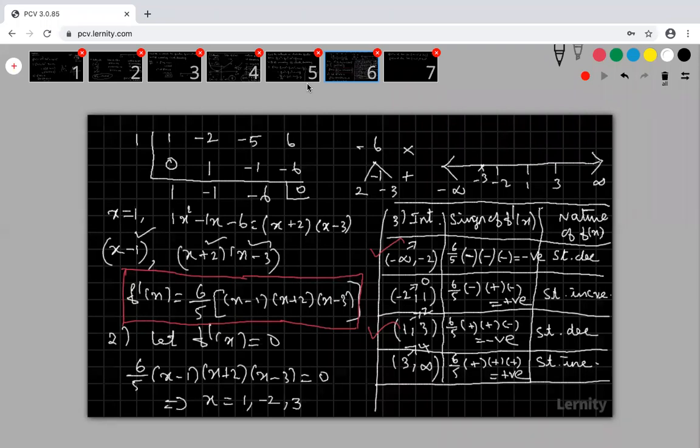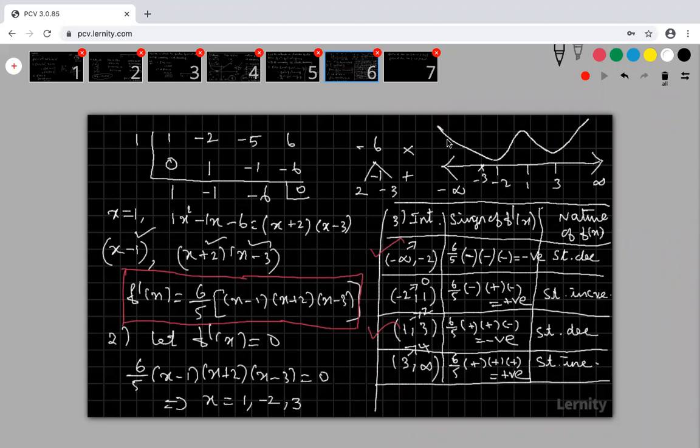In that interval, my function from minus infinity to -2 is decreasing. From -2 to 1, it is increasing. Again, from 1 to 3, it is decreasing. And again, from 3 to infinity, it is increasing. That is the meaning. Okay, sir.